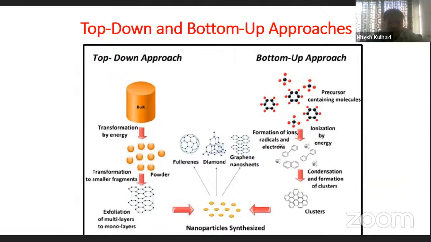Mostly, we can use a ball mill to grind the material and convert the micrometer-size particles into nanoparticles. So this is known as the top-down approach. We are starting from a higher-size material, bulk material, and then converting it into nanoparticles. Another is the bottom-up approach.